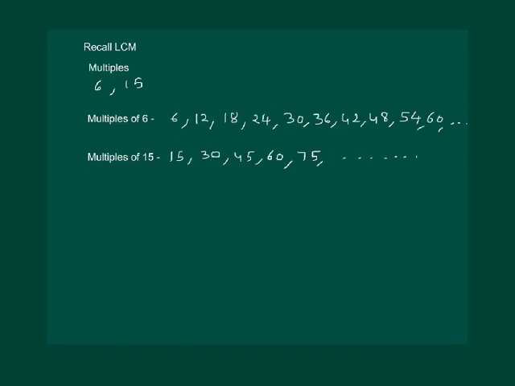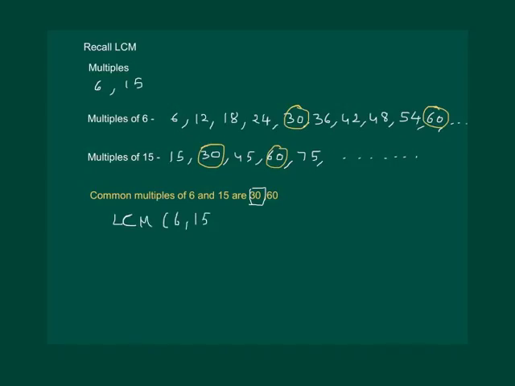Now the common multiples are 30, 60, and likewise we can get many more common multiples. Now out of the possible common multiples, 30 is the lowest of them. So LCM of 6 and 15 will be 30.